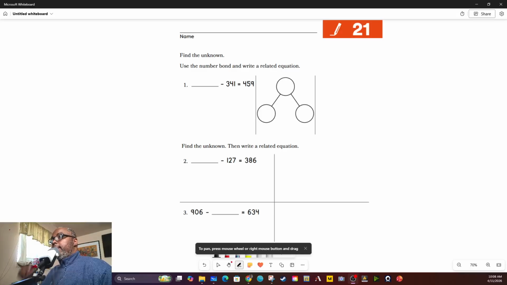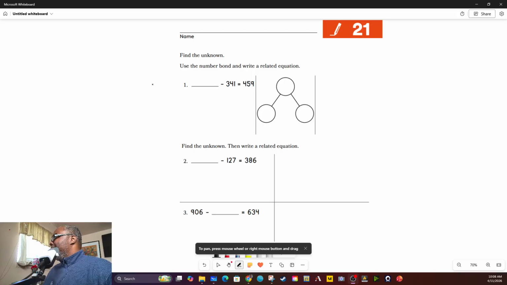Good morning, parents, students. This is lesson 21 homework where we are finding the unknown. We are wrapping up our subtraction and addition strategies for this module, which we have been working on for the past 7 weeks. See what I did there?